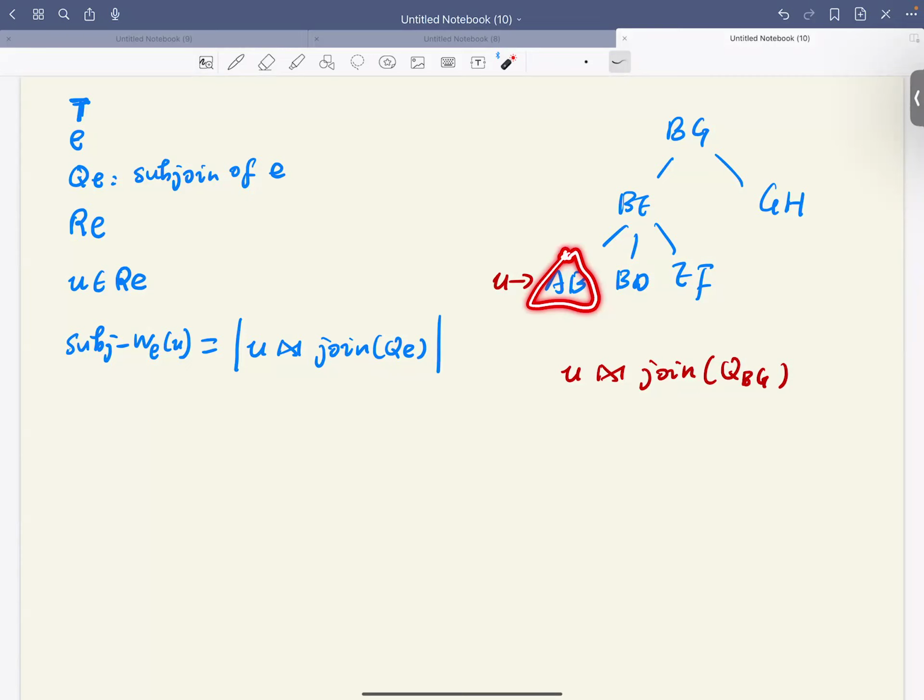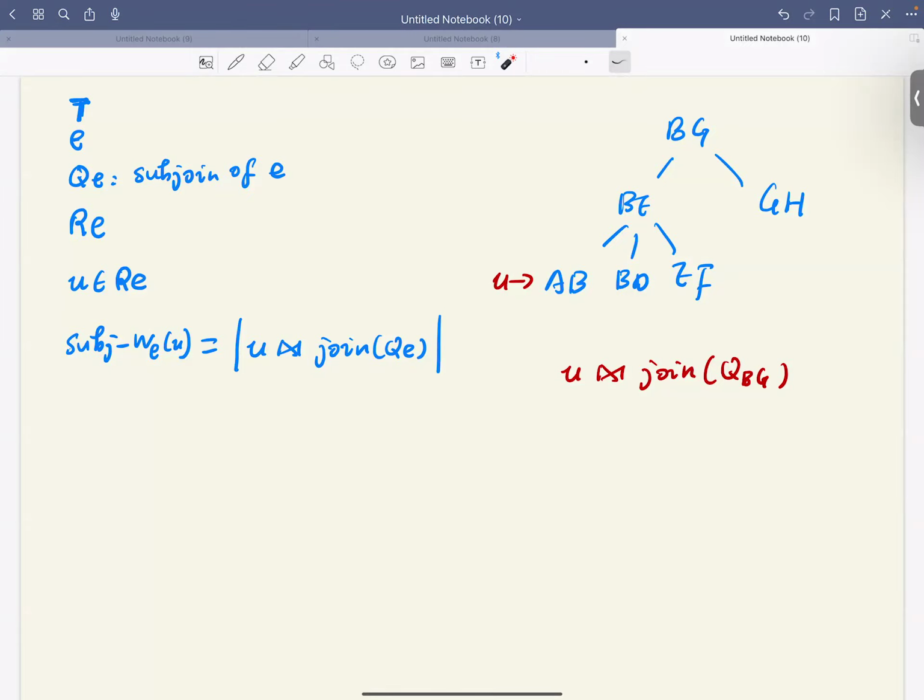You apply the definition, right? So what is the subjoin? The subjoin contains just AB itself, and the result of the subjoin is just AB itself, right? Which part is produced by U itself? Well, just U itself, right? So the subjoin weight is definitely one. You see what I'm saying? Good. So I can tell you that this is the core of everything.